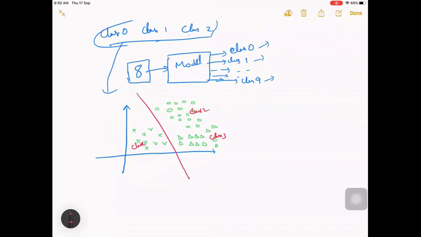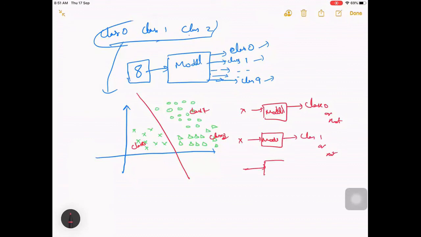I wrote 0, 1, 2, okay. So class 0 from the rest of the two. You make a model with the X, and you only classify class 0 or not. Similarly, you can have one more model where you classify class 1 or not, and similarly a model to classify class 2 or not.